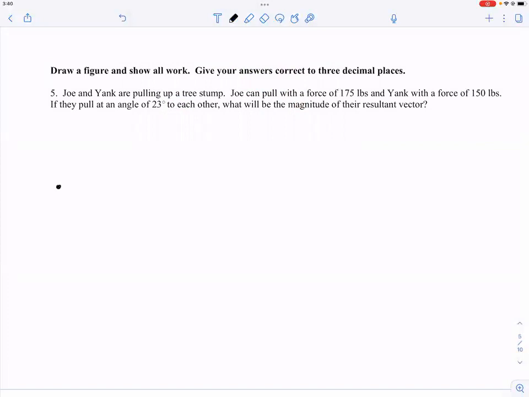So let's go ahead and draw the dot right here. That's a tree stump. And let's say this is 175 pounds. And then Yank can pull with a force of 150 pounds if they pull at an angle of 23 degrees with each other. So 150, a little bit shorter. And this is 150 pounds. And the angle right here is 23 degrees to each other. What will be the magnitude of the resultant vector?